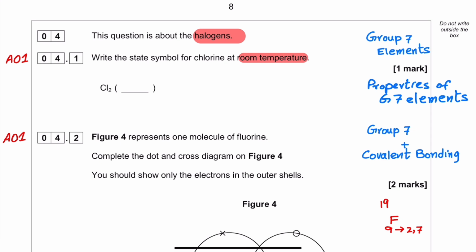It is an AO1 question, and this question is from group 7 elements, and the student must know the properties of group 7 elements to answer this question. At room temperature, chlorine is in gaseous form. So the state symbol I'm going to use here is G.